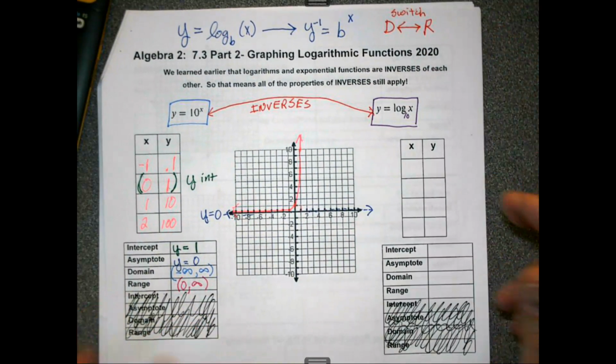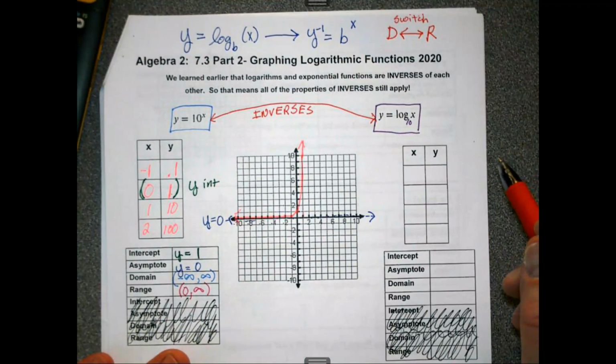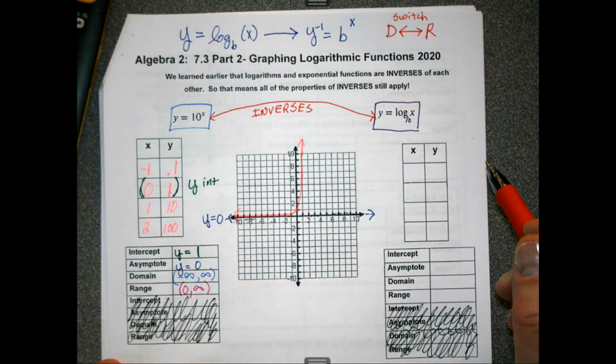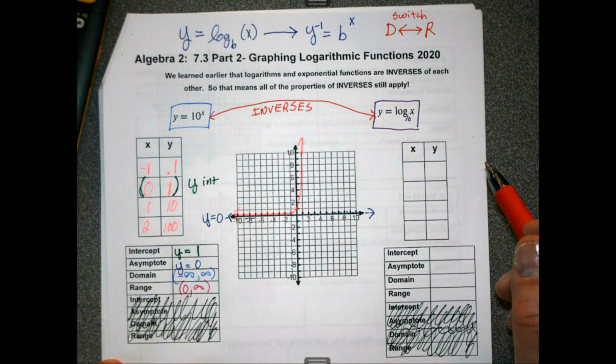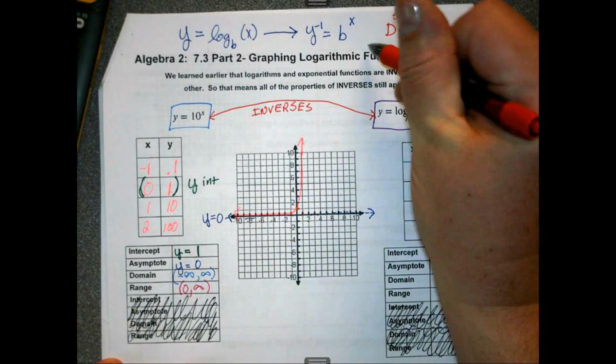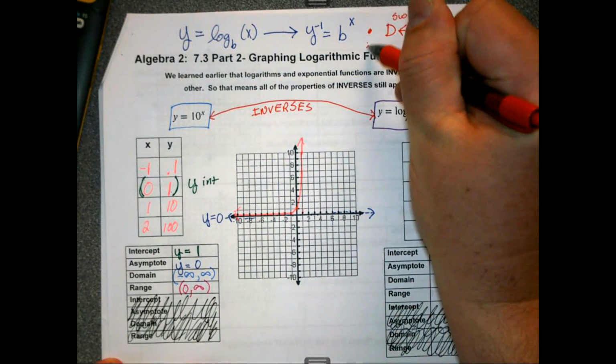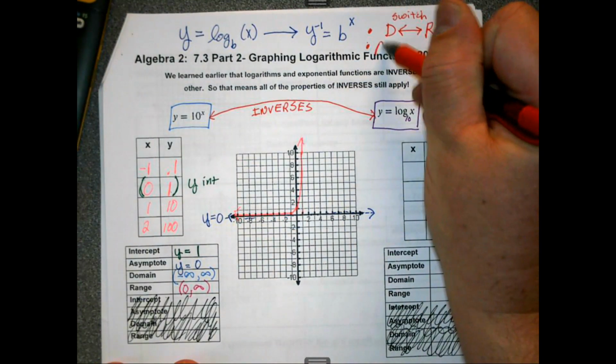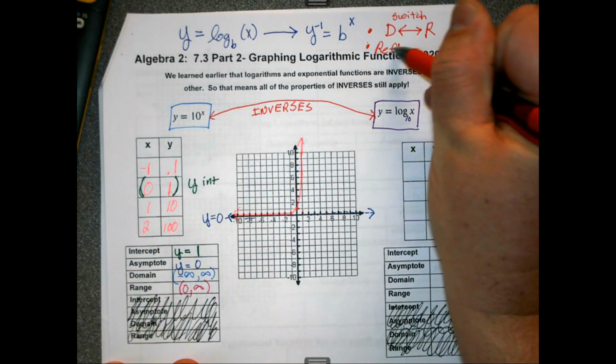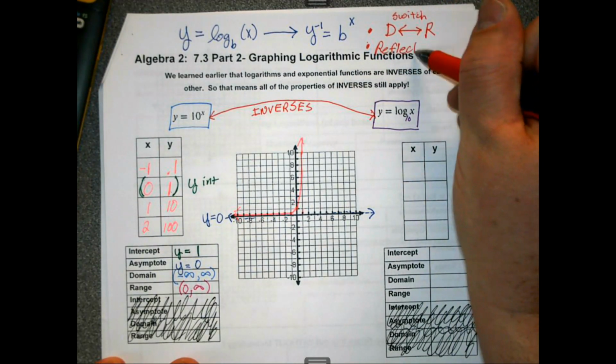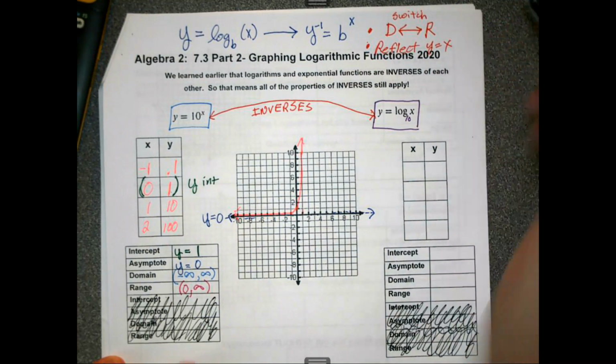Okay, there's another really important one we can use. They reflect, don't they? Remember? They reflect about the y equals x line, right? Like a diagonal thing. So let's put that in there. Let's put our little diagonal line in there.